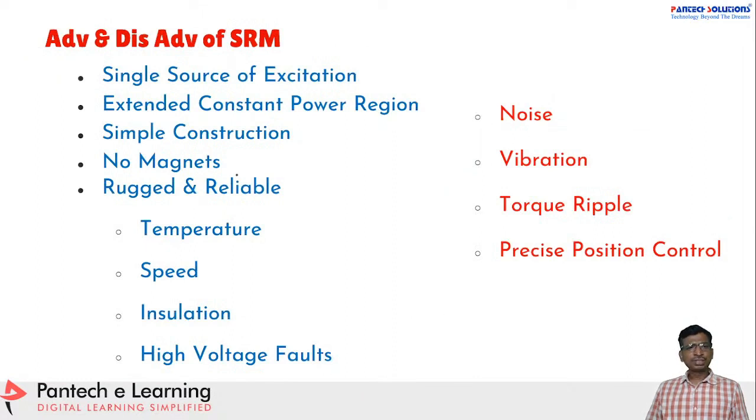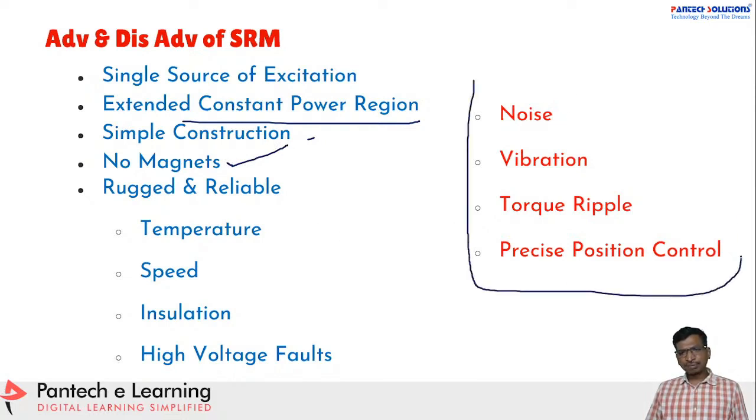So these are the advantages and the disadvantages. The advantages are huge: single excitation, excellent power, extended constant power region, and simple construction. No magnetic materials are required, whereas in the PMSM we need a magnet. Here the magnetic materials are not required. The disadvantages are noise, vibrations, and torque ripple, so we need a precise controller. These are all the huge disadvantages of the SRM motor.